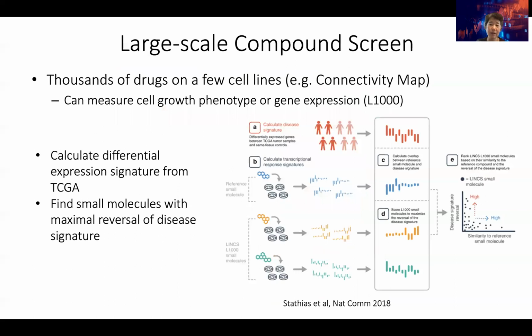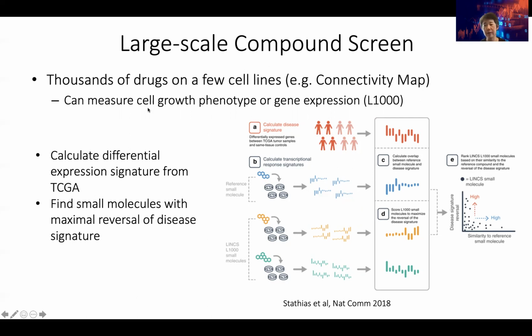And depending on the scale of the screen, there are two types. One is you can test thousands or even tens of thousands of drugs on a few cell lines. You just want to see what the different drugs are doing. For example, the Broad Institute has a project called Connectivity Map. They measured expression of only 1,000 genes. They have probes to just measure 1,000 genes.